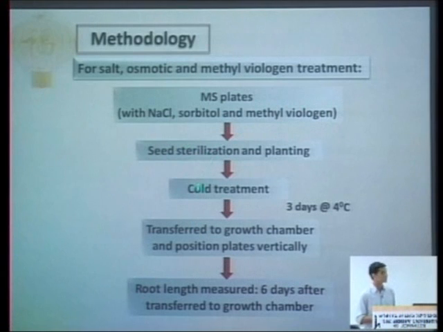So the seeds after sterilization were planted in the MS plates and they were kept in a cold chamber for cold treatment. Since Arabidopsis seeds require at least 48 hours of cold treatment to induce germination, we kept them in cold for at least 3 days at 4 degrees centigrade. After that, they were transferred to the growth chamber and the plates were positioned vertically so that roots would grow straight downwards and it would be easier for further measurements. Then root lengths were measured 6 days after they were transferred to the growth chamber.